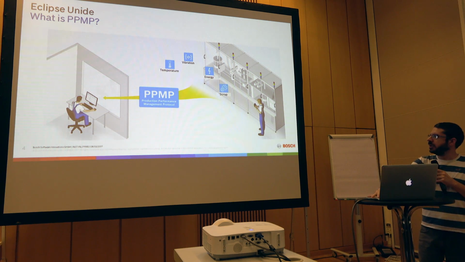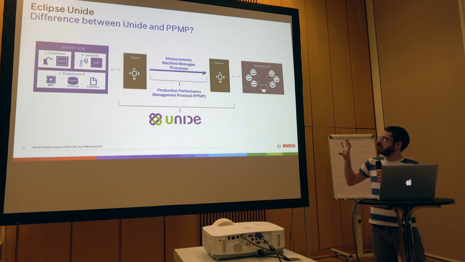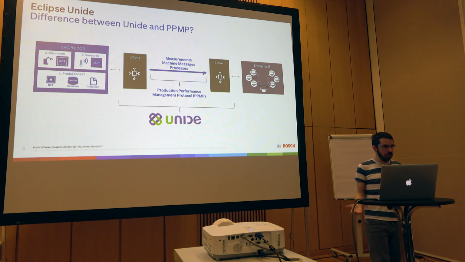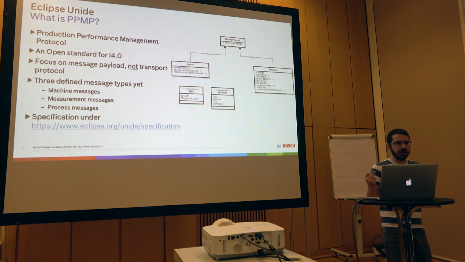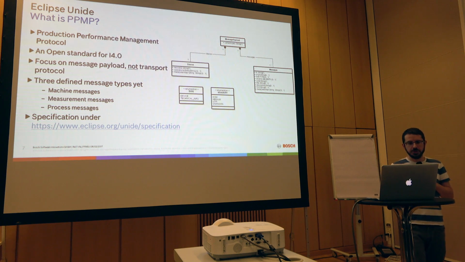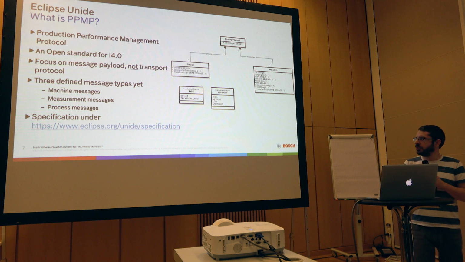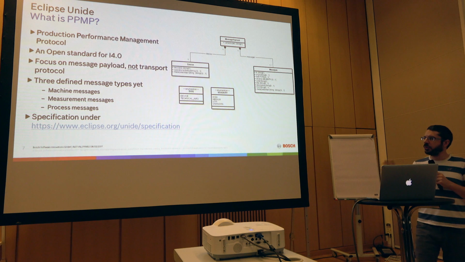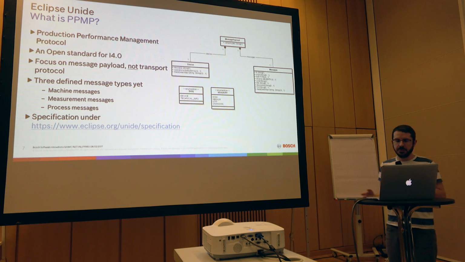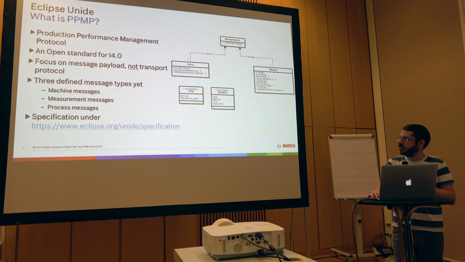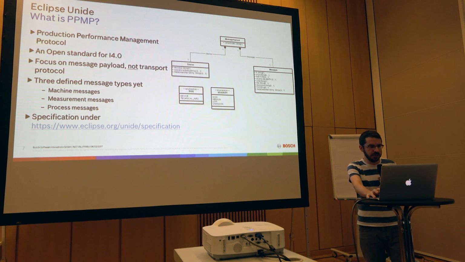Unide aims at being the home for implementations of the protocol in different languages, as well as tooling for helping developers make sense out of the data. There are three main categories of messages as of today that you may describe using PPMP. Machine messages: what's the actual status of the machine, and measurements of actual data points for all the equipment. And process messages, which are more complex, things like I'm step 2 out of 5 in my manufacturing process, and here's the overall status of my process. The specification lives on the Eclipse Unide website. You should check it out.